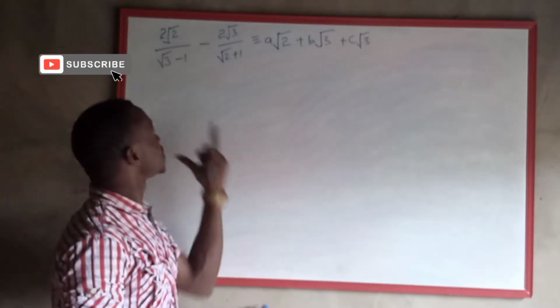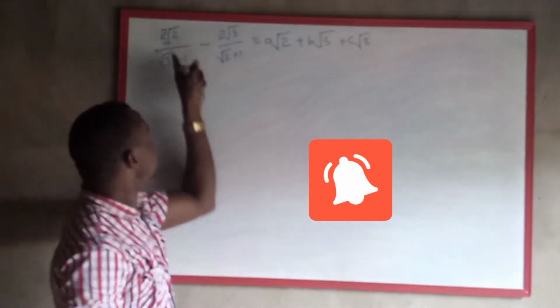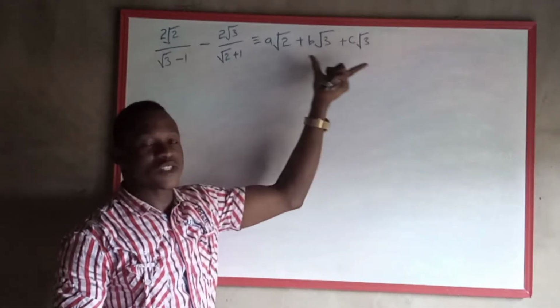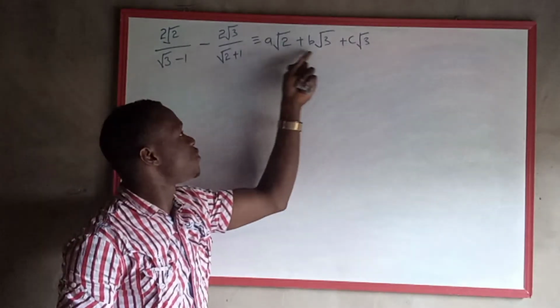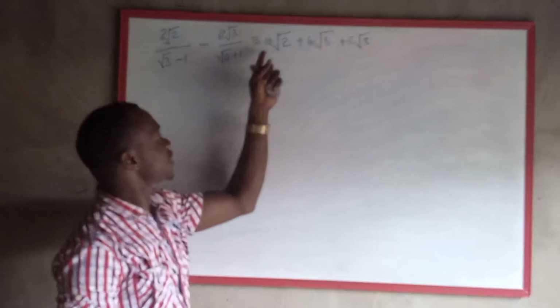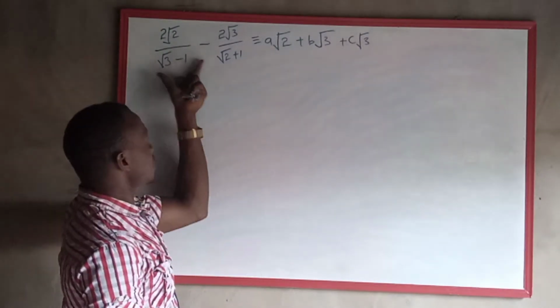A student asked this question. Now, the question we're asked is to find A, B, and C if this particular surd on the left-hand side is going to give us this particular surd on the right-hand side, with A, B, and C as particular numbers. So, what we do is we easily rationalize this surd.